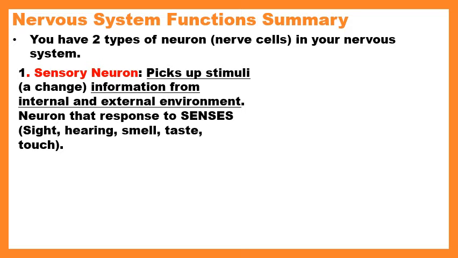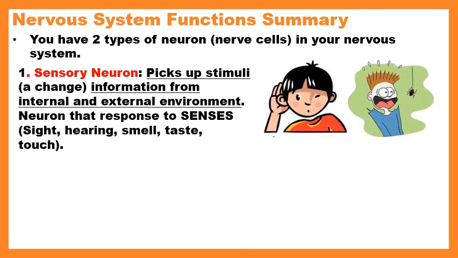I always think of sensory neurons as neurons that respond to your senses: sight, hearing, smell, taste, touch. So the neurons that are interpreting, like if you hear a loud noise, if you hear someone scream, if you see a spider, if you touch something that's painful or hot, those are your sensory neurons. They respond to your senses.